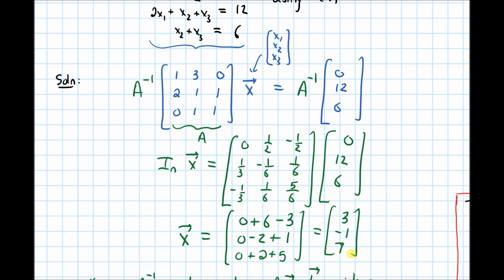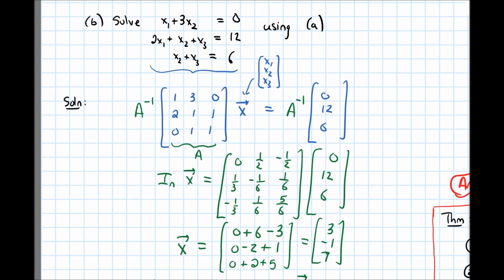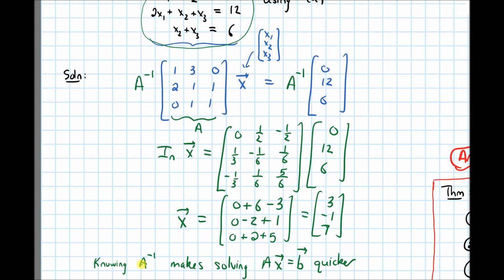Why this is nice is, notice that I needed to solve this system of equations, but I did it without any sort of row operations. That's why having the inverse was really nice. So knowing the inverse makes solving a matrix equation a lot quicker because I get to avoid row operations.